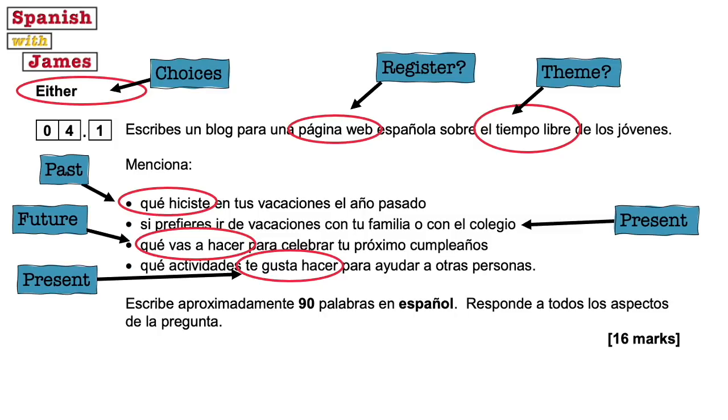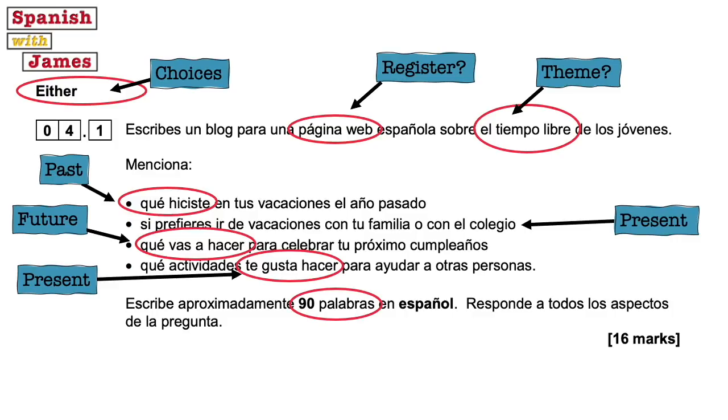Try and be as explicit, as obvious as you can. What did you do in your holiday last year? Para mis vacaciones el año pasado fui a España. Be as clear as you can that you've seen that bullet point, you've understood it, and you've responded to it as clearly as you possibly could. Because the examiners imagine that they're looking for every reason to give you a lower mark. Don't let them.